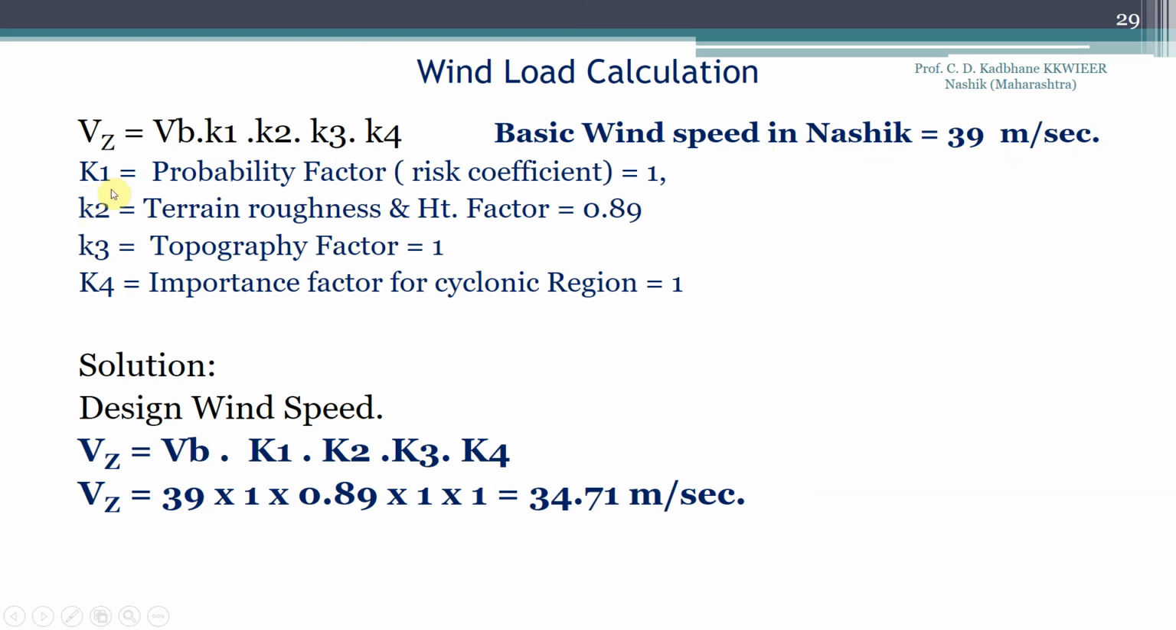So from IS code 875 part 3, the K1 value is equal to 1, K2 terrain roughness and height factor is equal to 0.89, K3 is equal to 1, and K4, the importance factor for cyclone region, is also equal to 1. Therefore design wind speed Vz is equal to 39 into 1 into 0.89 into 1 into 1, equal to 34.71 meter per second.